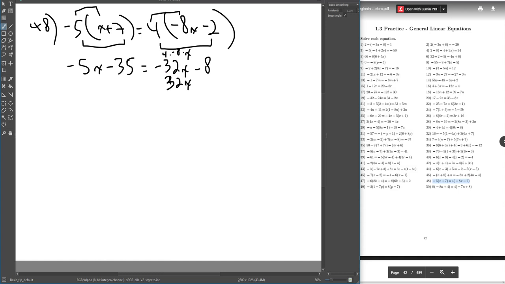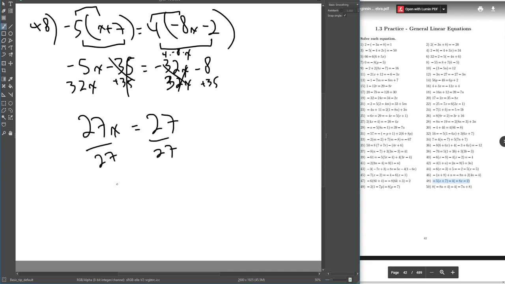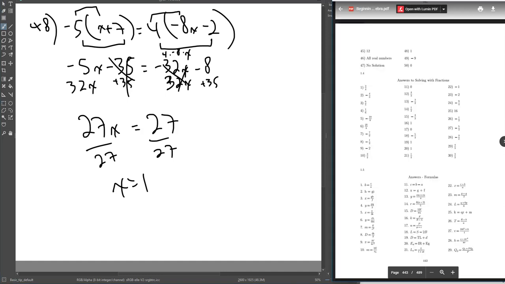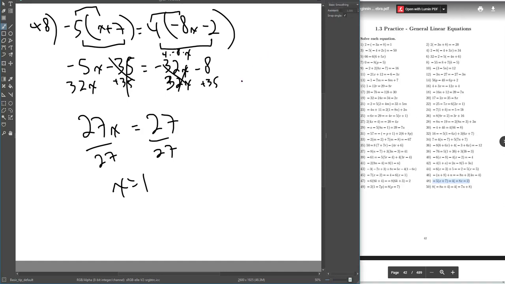All right. Let's move this minus 32x to the other side. So we'll add 32x to eliminate it. Here we're adding 32x. And what do we get? 32 minus 5 equals 27x. And here I have minus 35. Let's add 35. And here I get minus 8 plus 35 equals 27. That's like saying 35 minus 8. So here, if I divide by 27, I get x equals 1. Is that the right answer? Yes, it is. Moving along at the speed of light.